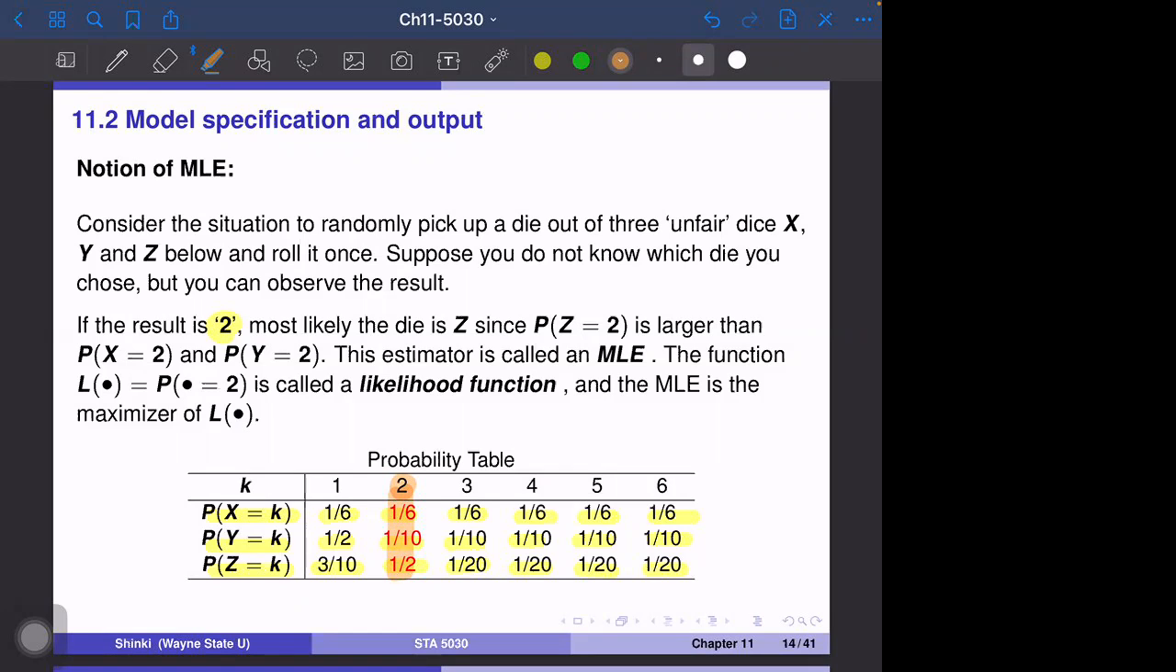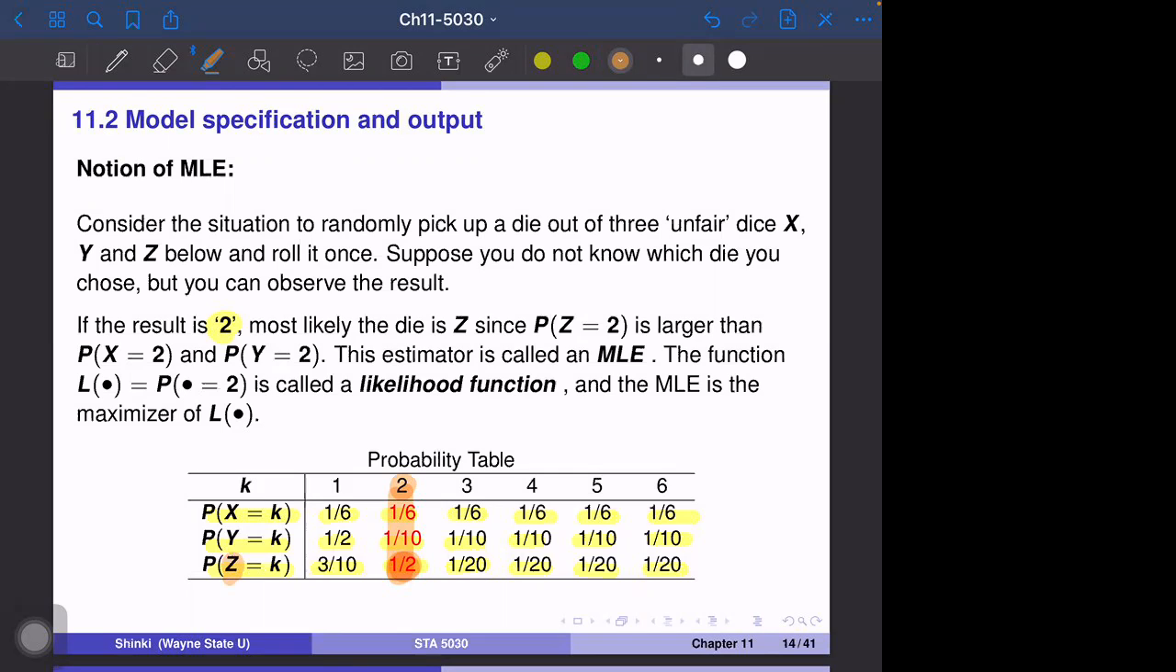Actually, without any condition, we have 1/3 chance each to pick X, Y, or Z. So if the outcome is 2, then since the Z has higher probability to have 2, the probability that we have picked up Z increases. So we decide the most likely choice of our die is the Z. So that is the so-called maximum likelihood estimator. The maximum likelihood estimate is Z in this case.